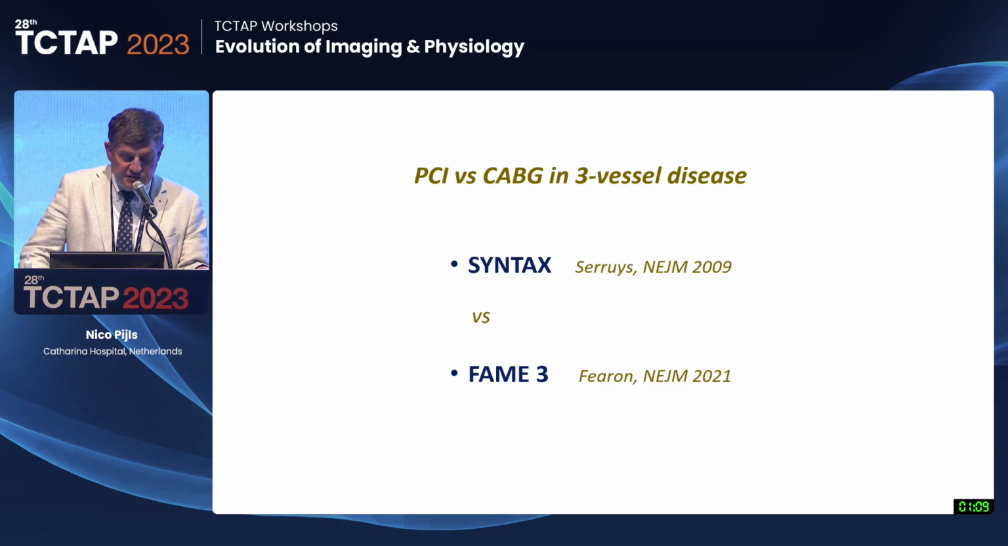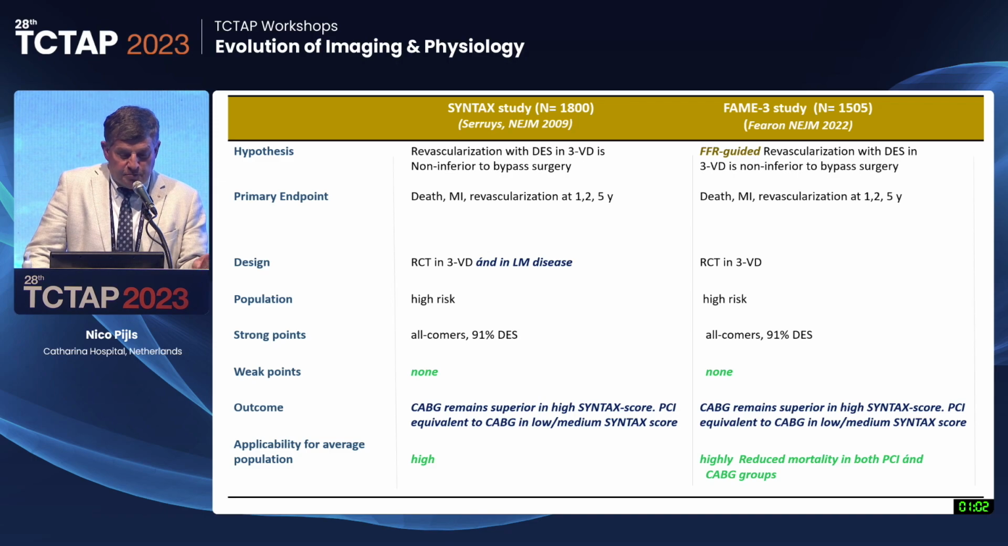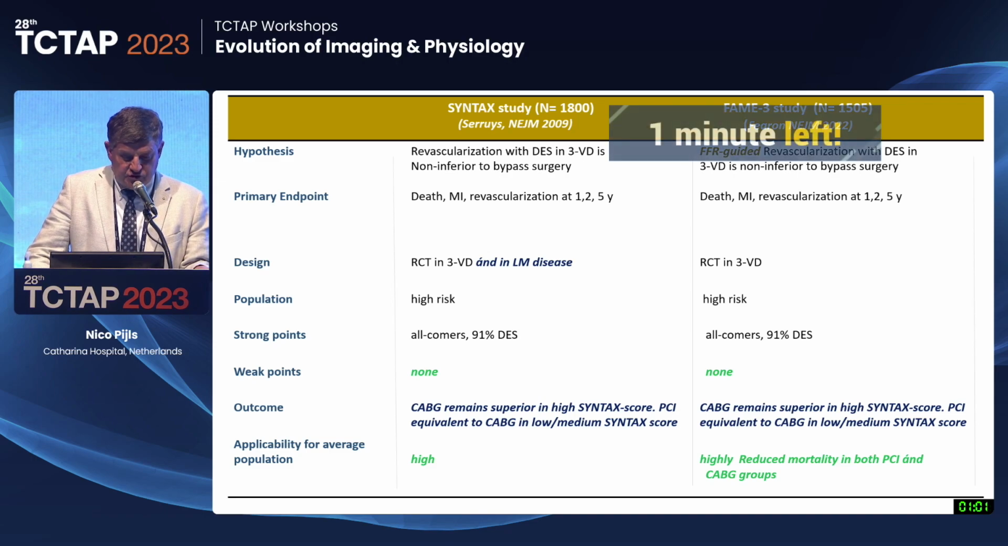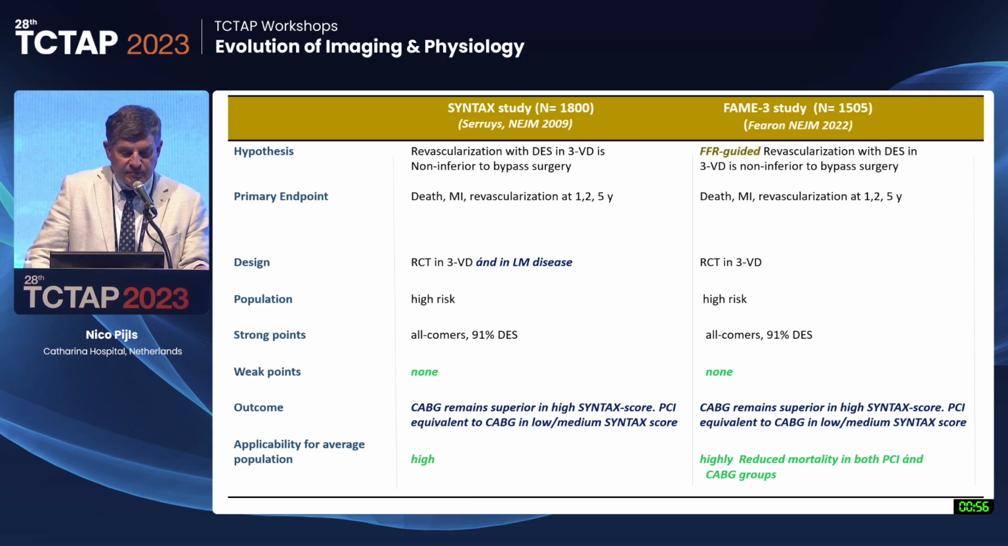I have to criticize the FAME3 study, and of course the comparator here will be the good old SYNTAX study. The hypothesis in the SYNTAX study was that revascularization with DES in 3-vessel disease is non-inferior to bypass surgery. The hypothesis in FAME3 is that FFR-guided revascularization is non-inferior to bypass surgery. The primary endpoint is the same, the design is the same. I use here the SYNTAX 3VD. Populations were both high risk, all comers, mostly DES, known weak points.